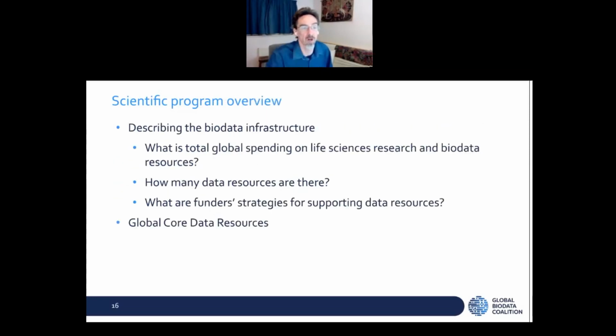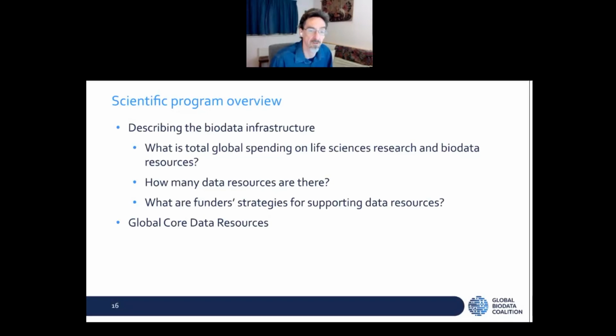Overview of our scientific program. So the first thing we want to do is to describe the infrastructure. So question one, what is the total global spending on life sciences? And what is the total spending on biodata resources? And this is an exceedingly difficult question to answer. I don't think we'll have an answer to this very soon. It's quite difficult. And I'm happy to talk about why it's difficult at other times, but effectively, the funders don't report the information in a way that is easily sliceable and compilable.